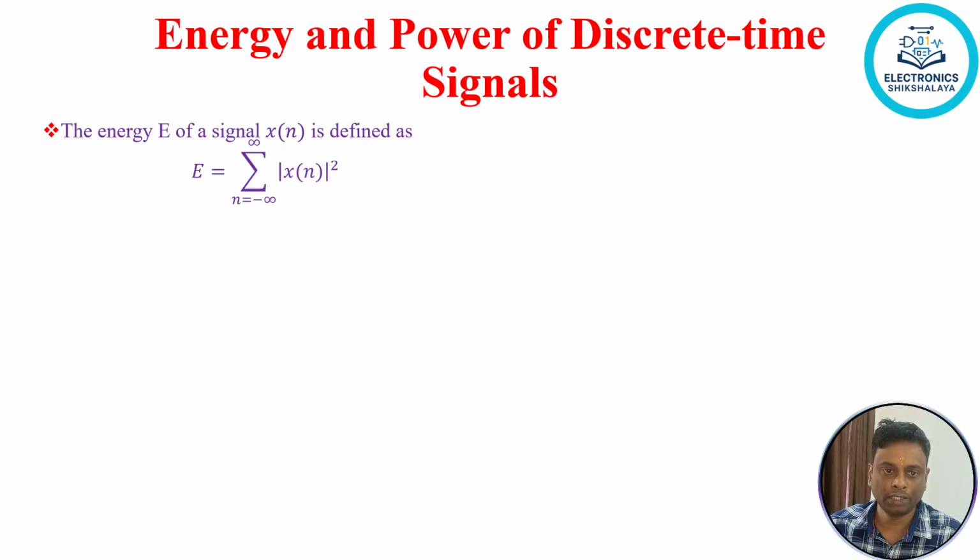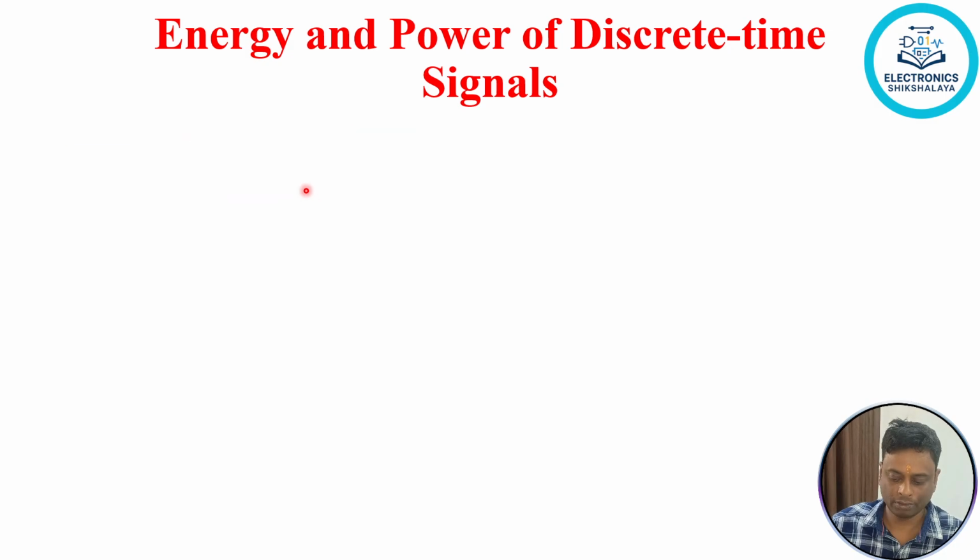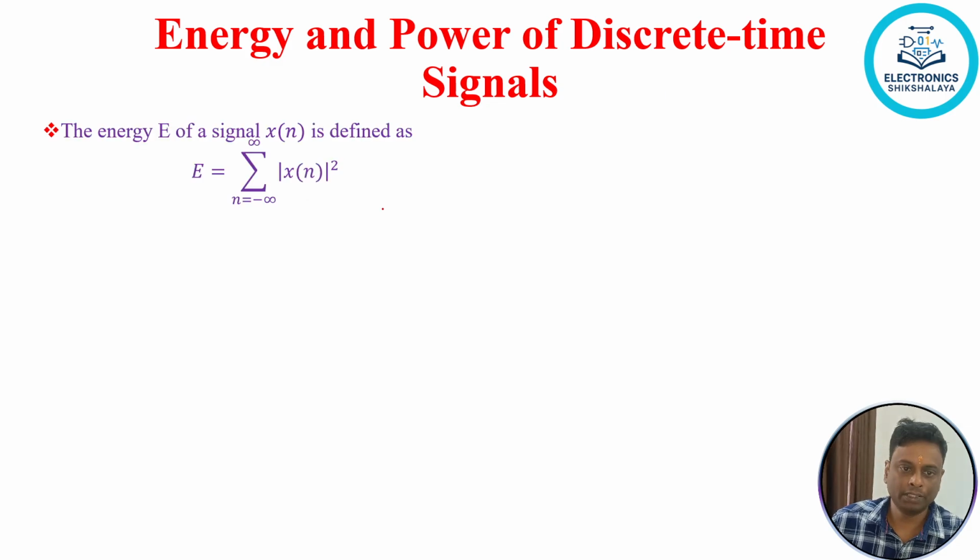The energy, as we have seen earlier, of a signal x of n is defined as, this is the formula for finding the energy. We can write it as the limit as N tends to infinity of the summation from n equal to minus N to plus N of x of n square. This is how we find the energy of a discrete time signal.